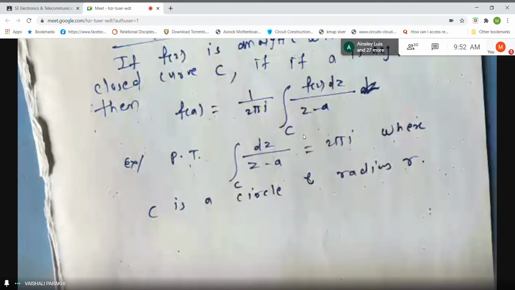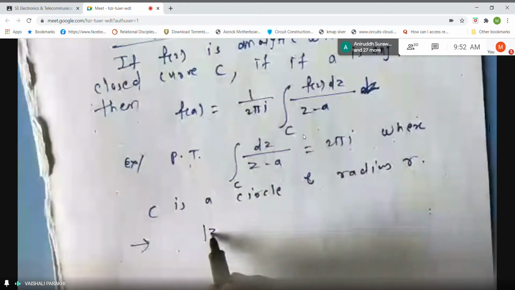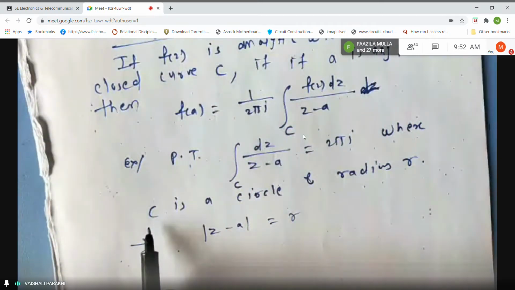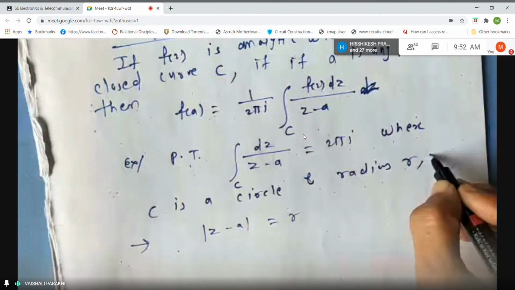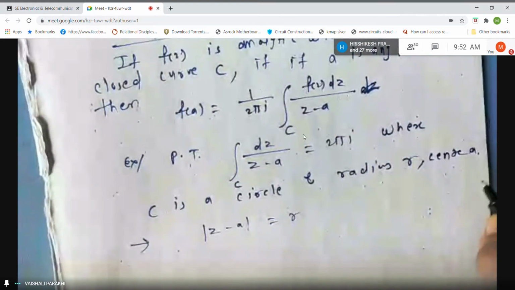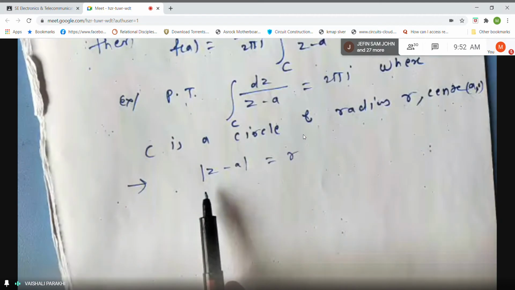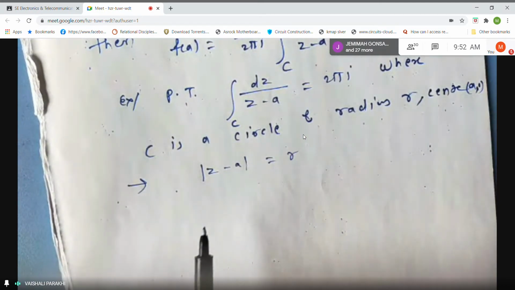Okay. What is given here, students? The equation of the circle is given as modulus of z minus a is equal to r, because it is clearly given that C is a circle with radius r and center a comma 0. So in other words, the equation of the circle is modulus of z minus a is equal to r. This is the standard equation of a circle, students.